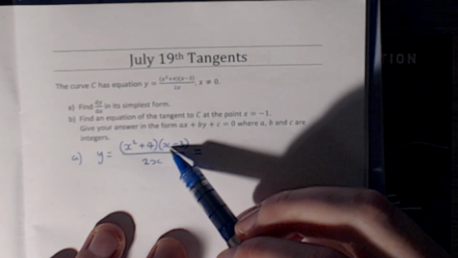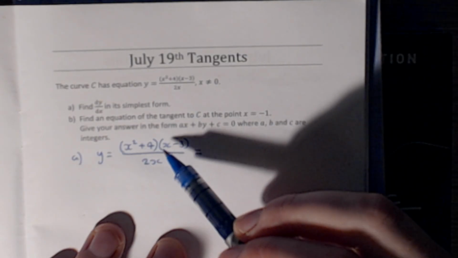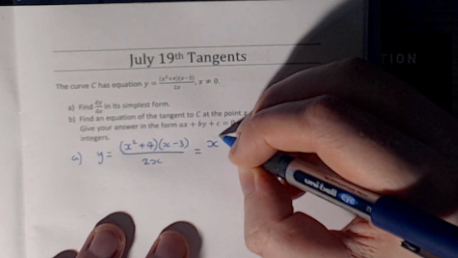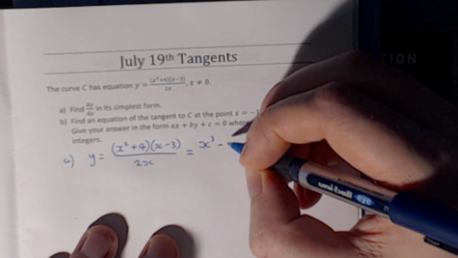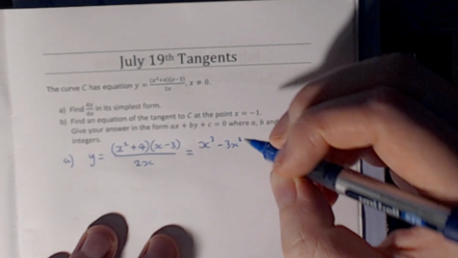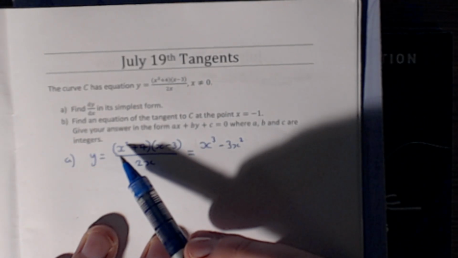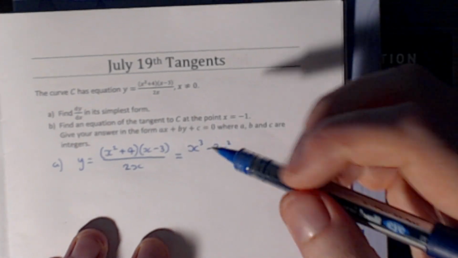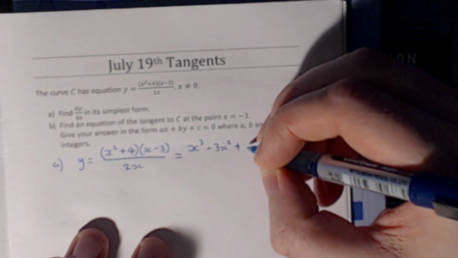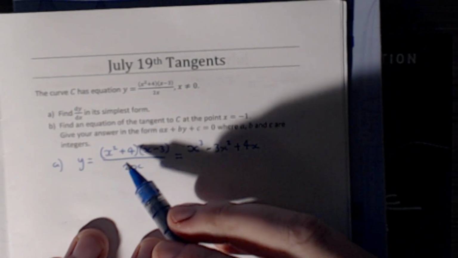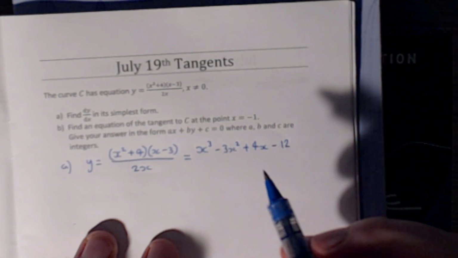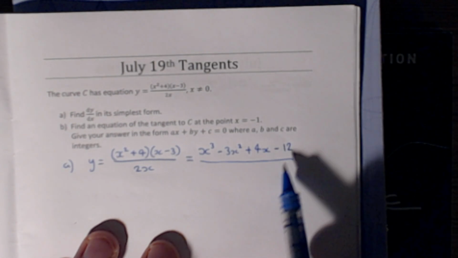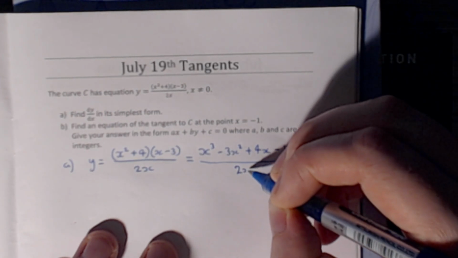Now I've got an x squared and an x. We'll multiply those two together. That makes an x cubed. An x squared and a minus 3. It's going to be minus 3x squared. We get a 4 and an x. That's going to give us plus 4x. And a 4 and a minus 3. That's going to give us minus 12. And this entire thing is still divided by 2x.